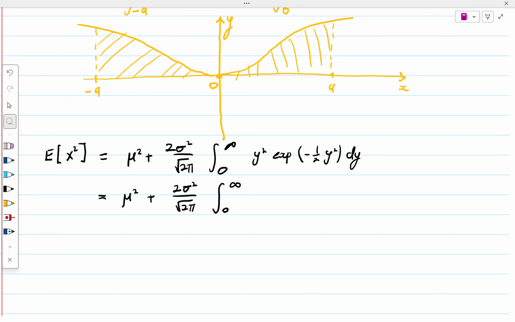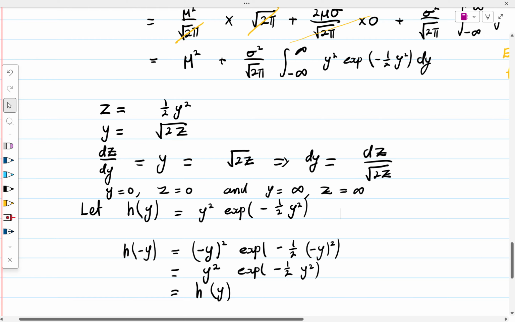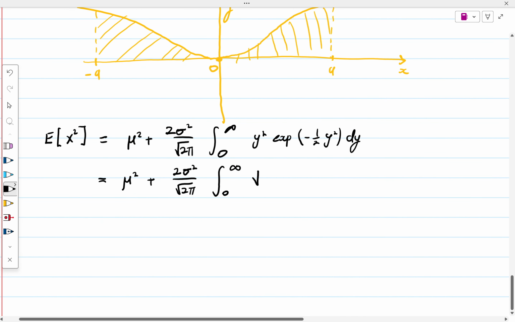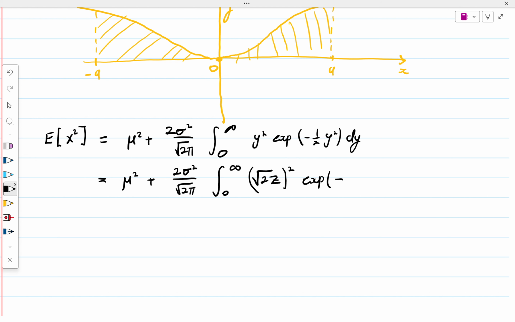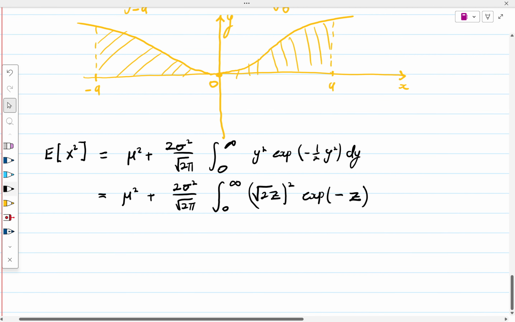Now our expression for y squared, well, what did we say our y was equal to? We said it was equal to the square root of 2z. So let's replace that as the square root of 2z all squared. Then we've got exp of negative, what we said before, this was just negative z. And our expression for dy, if we go back up here, we said dy was dz on the square root of 2z. So that becomes dz on the square root of 2z.